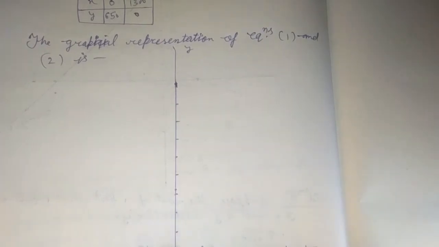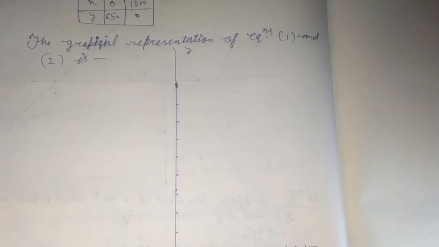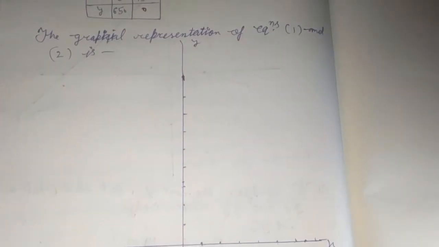Again, when we take x equal to 1300, we get y equal to 0. So we join these two points.